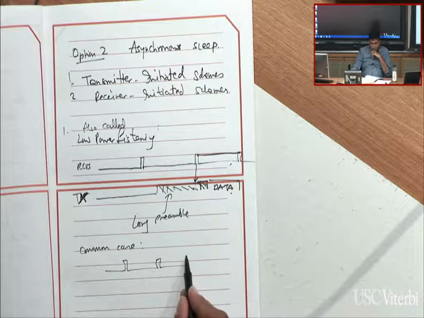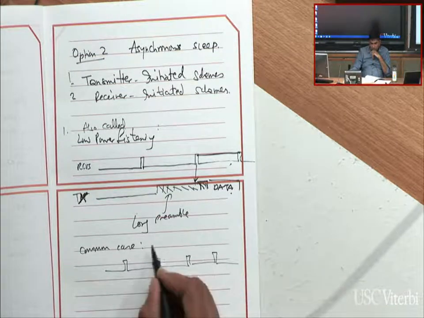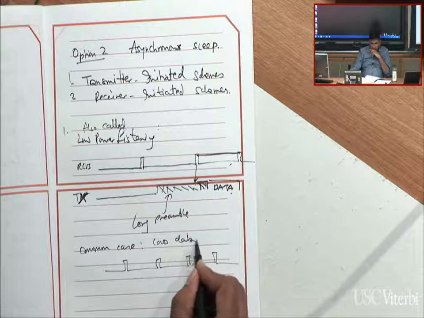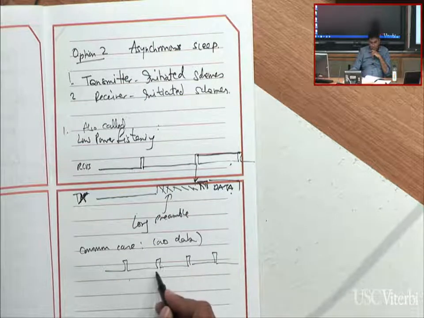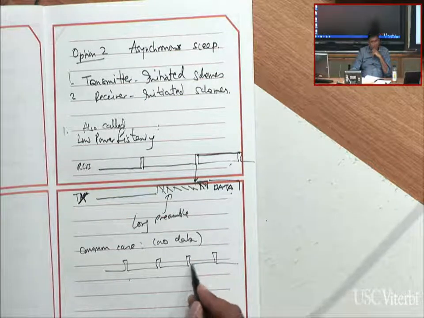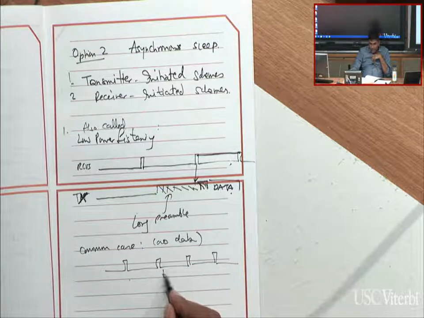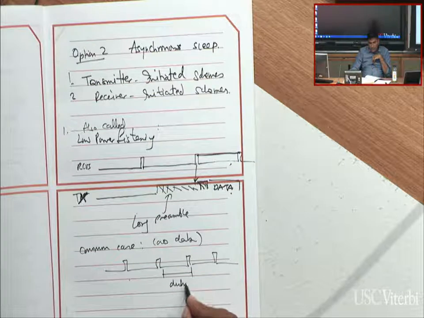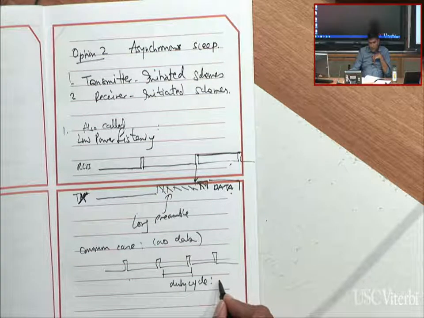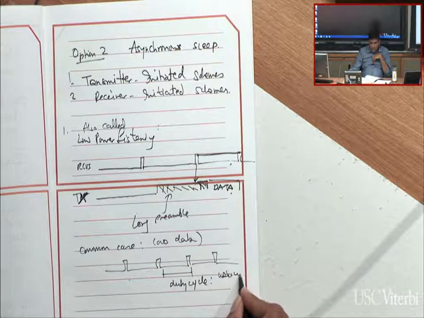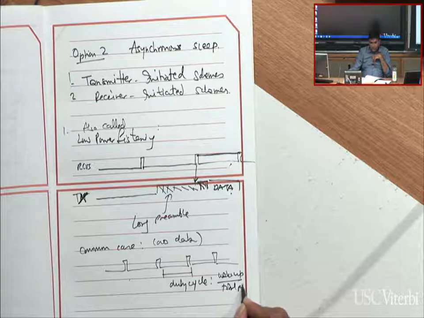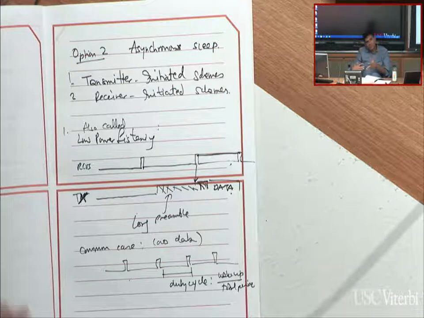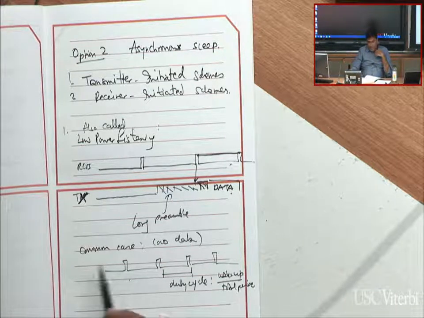The receiver, if there's no data, then it just sleeps most of the time, wakes up a little bit, sleeps most of the time, wakes up a little bit. The fraction of time you're awake in each epoch is what's called the duty cycle. It is the wake up time over the total period. And you can tune that depending on your application's needs. You can make it a 10% duty cycle, a 1% duty cycle, and so on. So that's the common case.